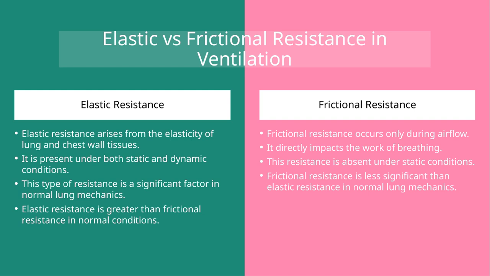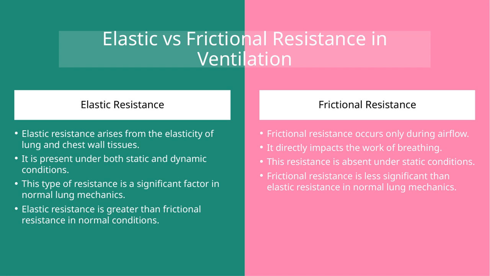First, elastic resistance arises from the elasticity of the lung tissue and the chest wall. Think of it as the natural springiness of these tissues that resist their expansion and contraction. This resistance is present both when the lungs are at rest, what we call static conditions, and when air is flowing, that is, during dynamic conditions. It's a significant factor in normal lung mechanics because it influences how easily the lungs can expand and recoil.